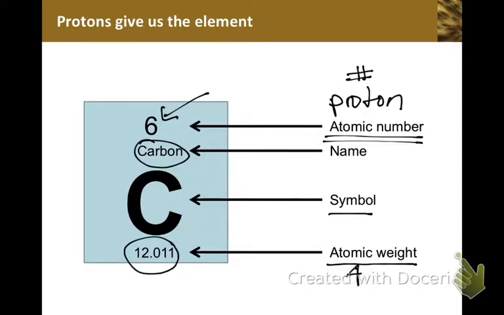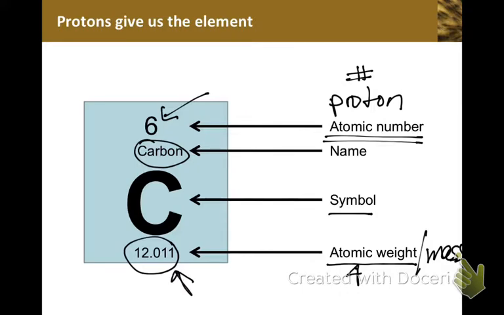Now the atomic weight or mass is essentially devised by taking all the different isotopes of carbon, which we're going to talk about in a minute, averaging all their weights together, and that gives you this overall average. Because the periodic table is giving you information on the average carbon that is present, and essentially it's the neutral atom. It's not charged in any way.